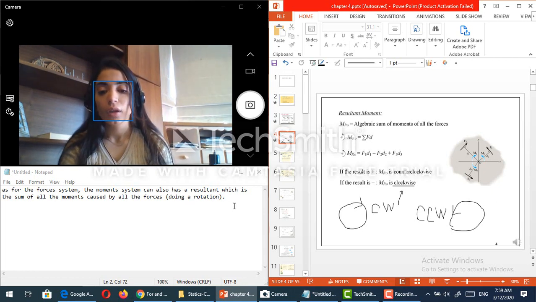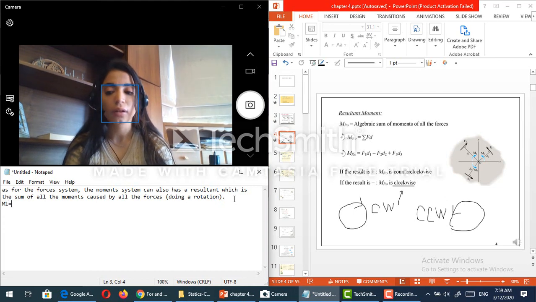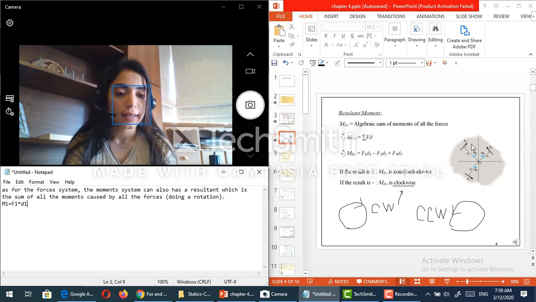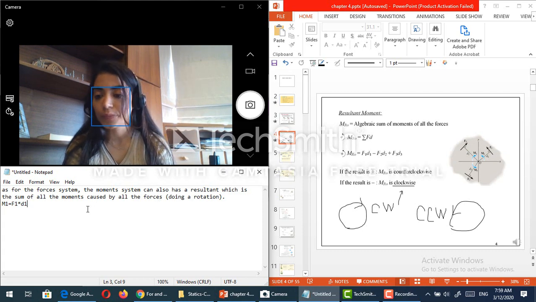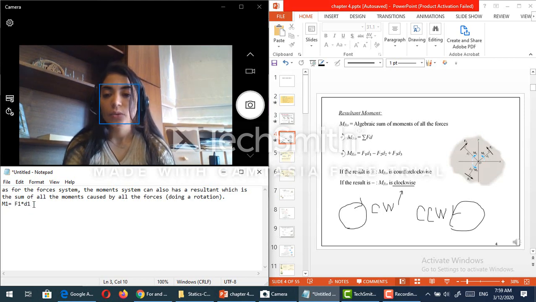Now let's solve this problem by first finding the moment for each force. So I will start here with M1. What is M1? Of course, M1 is F1 times D1, since as you can see here, D1 is given as the perpendicular distance from the force F1 to O. I will keep some space here to see what is the sign of the moment later on. Now what is M2? M2 is also equal to F2 times D2, and M3 is equal to F3 times D3.